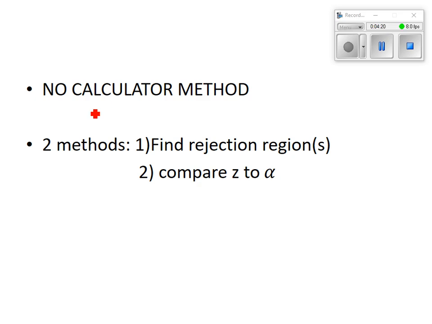There is no calculator method, and I'm not lying this time. So you have to find z on your own. You have to use the formula. Whereas on the first two that we did, you could find the z or the t, either one, on the calculator. This time you have to find it.